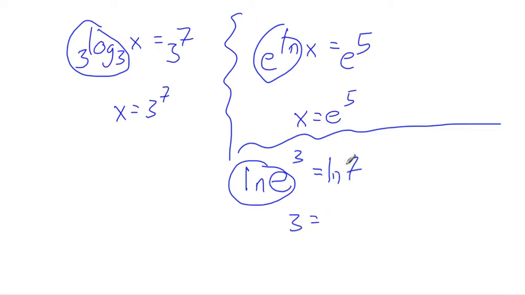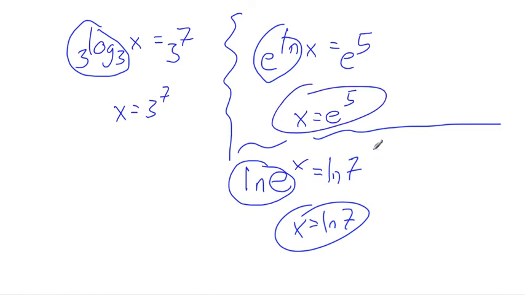Oh, I'm sorry, there really should have been a variable in here. That should have been an x up there. So I get x equals the natural log of 7. And again, same deal. I get decimal approximations for these, and I just put them in my calculator.